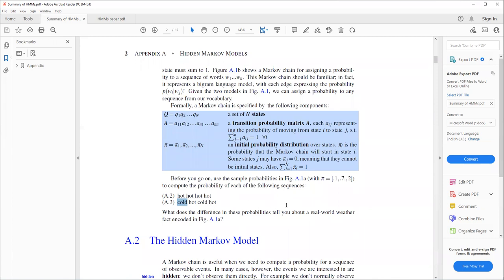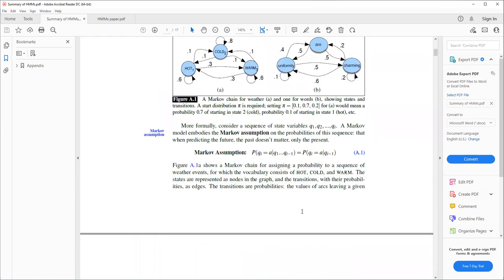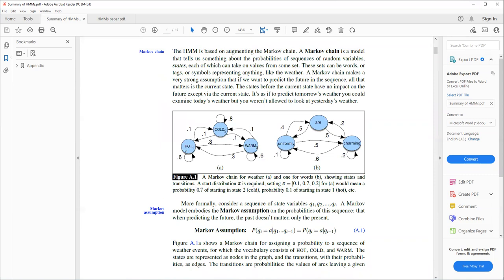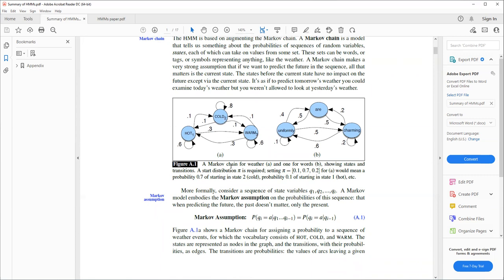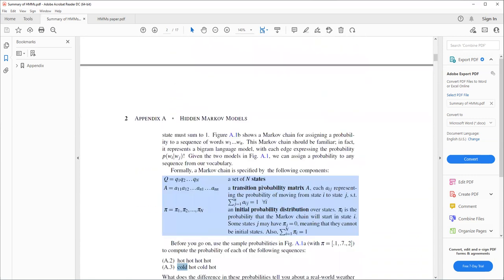And if you look at it, what does the difference in these probabilities tell you about a real world weather fact? The real world weather fact is that usually a hot day is followed by a hot day, a cold day is followed by a cold day, and a warm day is followed by a warm day. However, a warm day followed by a hot day is more probable than a warm day followed by a cold day. Similarly, a cold day has most chances of being followed by a cold day rather than by a hot day or by a warm day. So these are the facts that you are seeing over here, and that is what it's indicating.